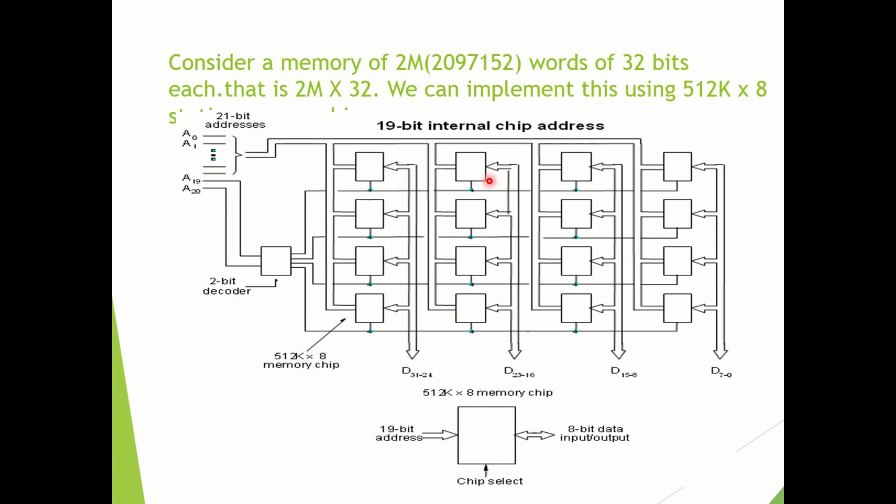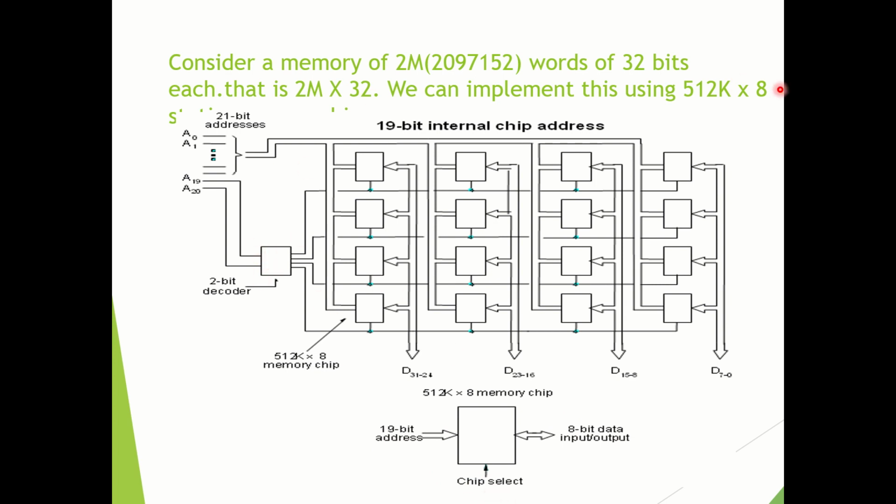I said that each chip has a capacity of 512K by 8. This is the structure of each chip. And what about the input needed by each chip? A 19-bit address is given to each chip, and each chip will produce 8 bits of output or take 8 bits of input, based on the read or write operation. And there is a chip select, given by the decoder, in order to activate the appropriate chip.